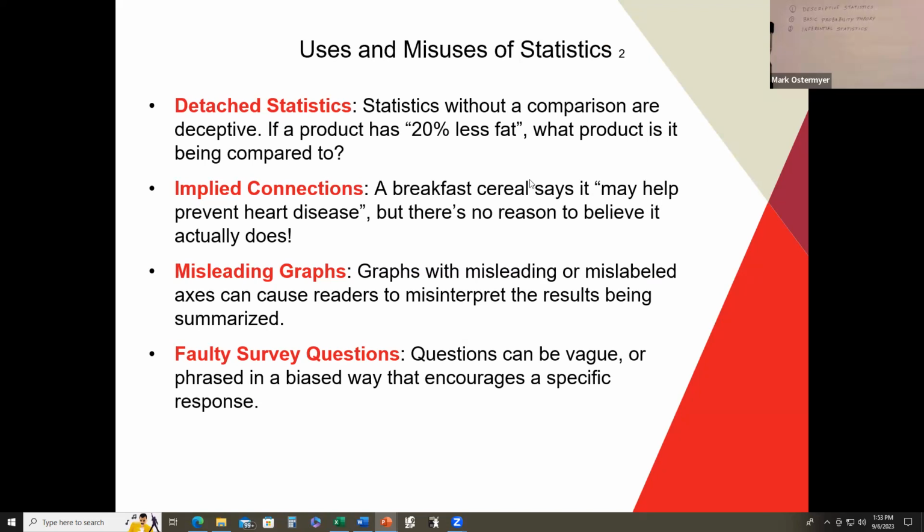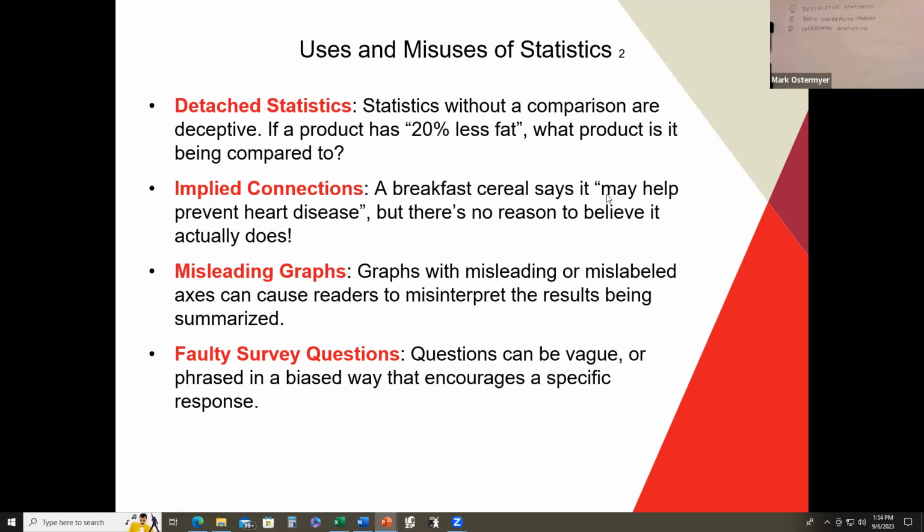All right. Misuses and abuses of statistics. It happens all the time, every day, unfortunately. Statistics is abused every day. For instance, if you're trying to conduct an investigation with data without any comparison, that can be very deceptive. To make a conjecture and say this product has 20% less fat, and you don't compare it with something else, then we're at a loss as to 20% less fat than what? And that can be very deceiving. 20% less fat than what? Compared to what?